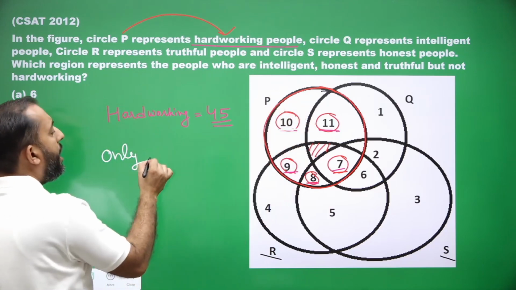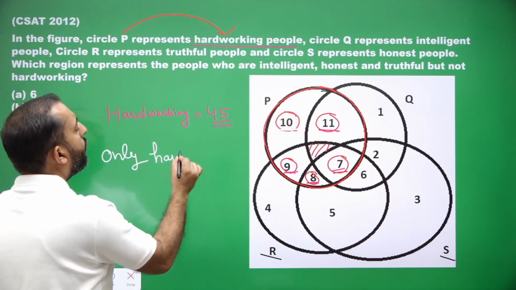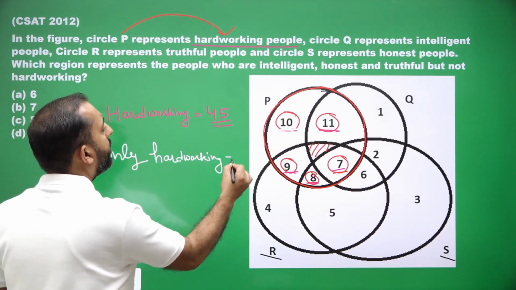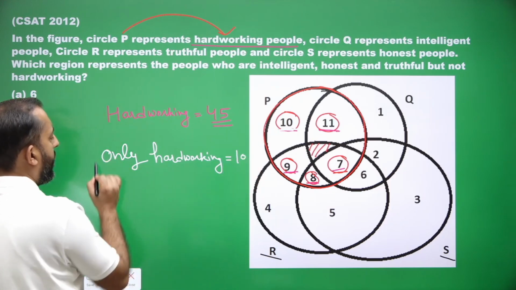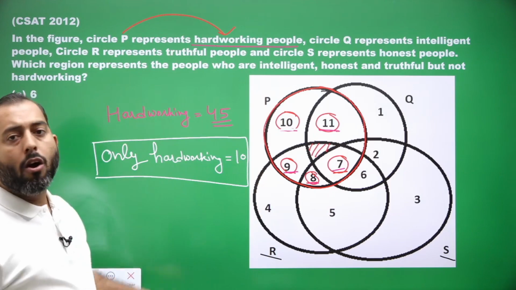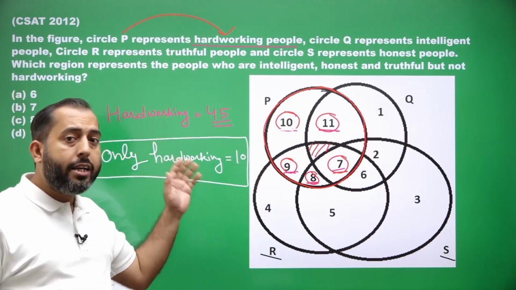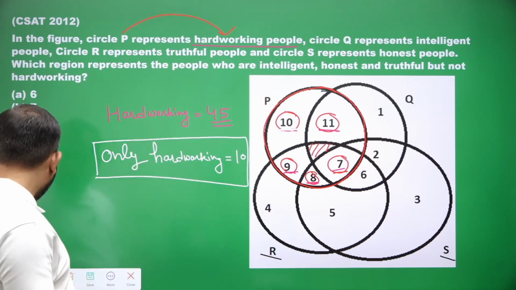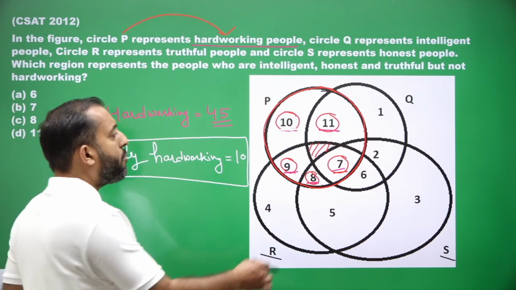And out of this 45, if you pay attention to this 10, what is this region 10 representing here? 10 is representing the count of those people who are only hardworking. They do not have any other trade. So the total number of people who are only hardworking, or the people who do not have any trade other than hardworking, is what? 10. What about this 11?